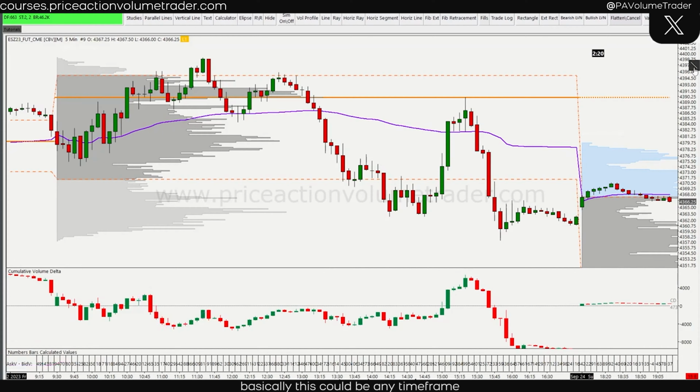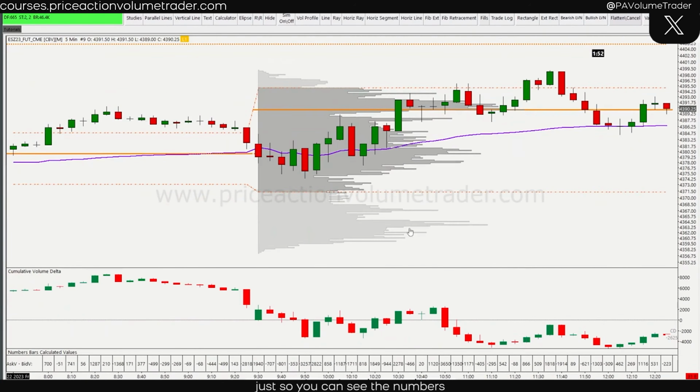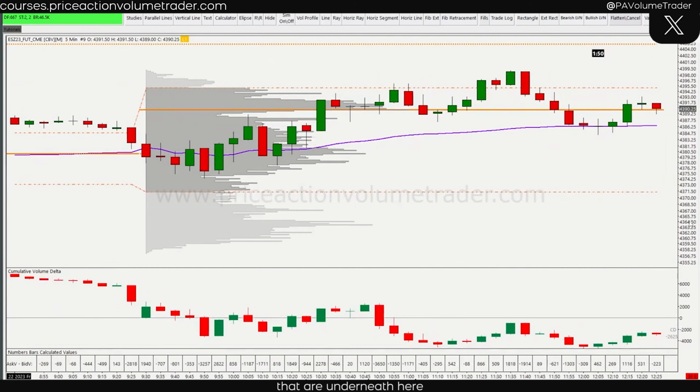So basically, this could be any time frame you're looking at. Every candle on this chart is going to have a corresponding delta candle right here. Okay, so every candle here is going to have its corresponding cumulative volume delta candle below. I'm going to zoom in just so you can see the numbers that are underneath here.